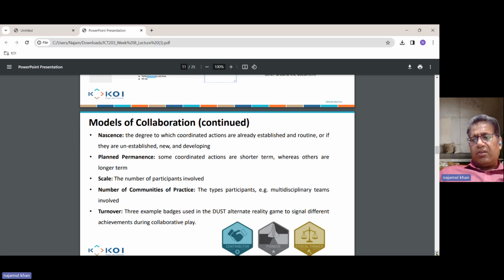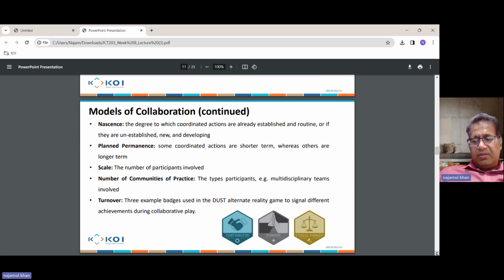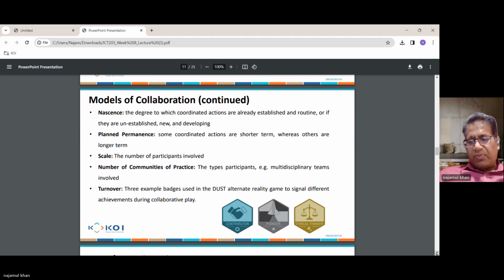Okay, now we're talking about turnovers. Three example badges used in the test alternate reality game to signal different achievements during collaborative play. So that is kind of a contributor, pioneer, ethical thinker.